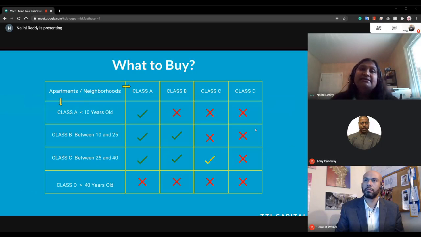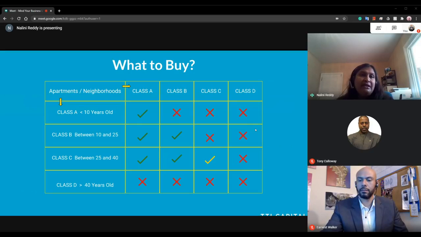Then what to buy? This is another question people ask: do you guys buy high rises? Do you guys buy garden apartments? What are your criteria, right? So I tell them, we don't really care about the type of apartments per se. What we care about is what those apartments are relative to the neighborhoods that they're present in. So what does that mean, right?